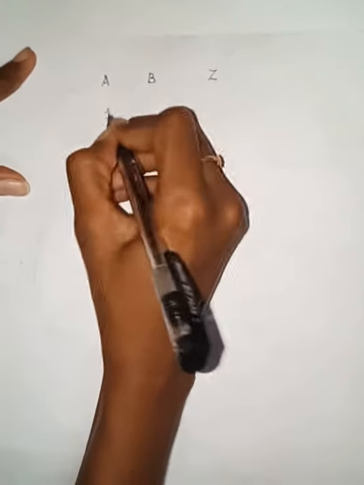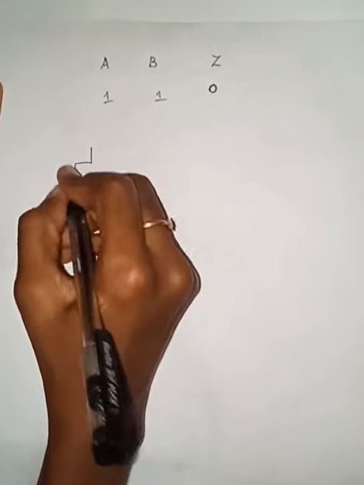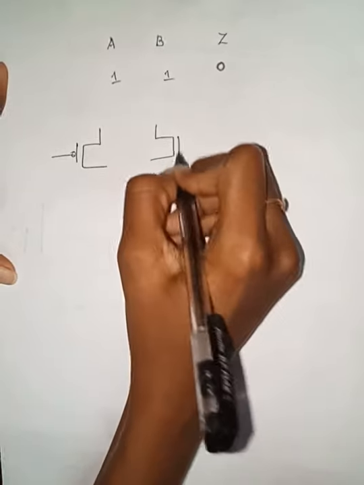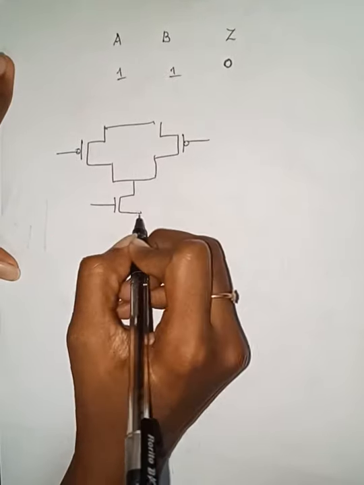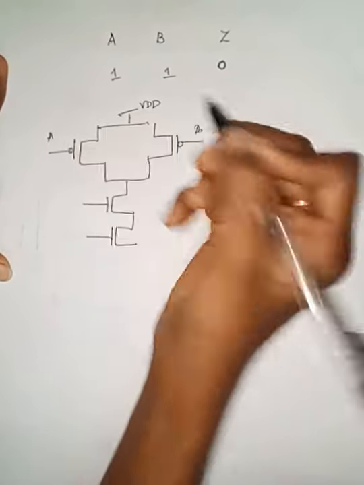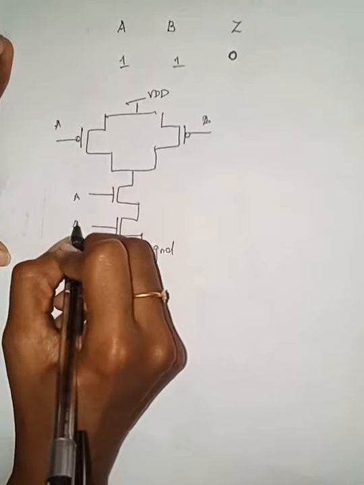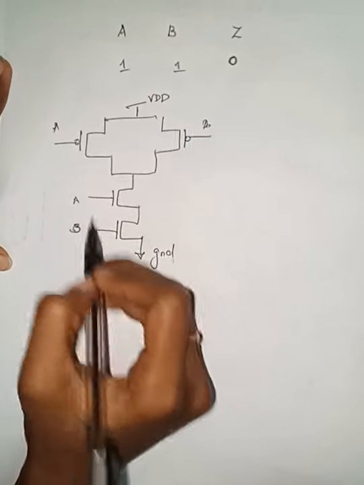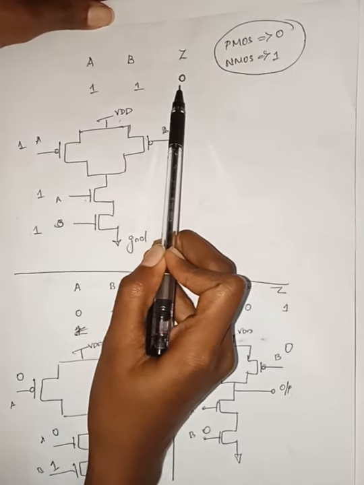Same when the input is 1, 1. When A and B are 1, 1, we need to get the output as 0. So this is the circuit for NAND gate. PMOS is connected to VDD, the pull-up network. NMOS is connected to ground, the pull-down network. For multiplication, NMOS is connected in series. When the input is 1, 1, we get output as 0.